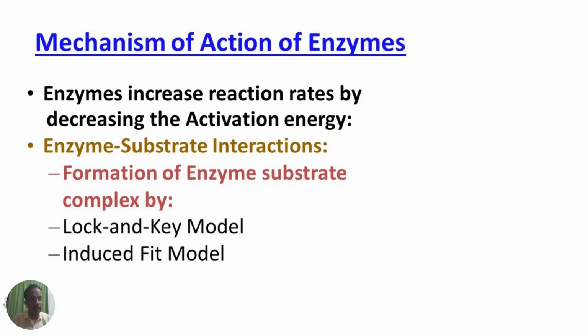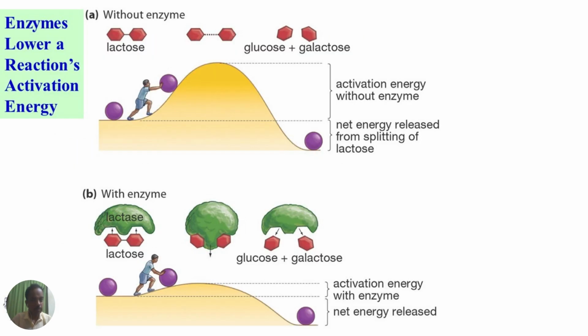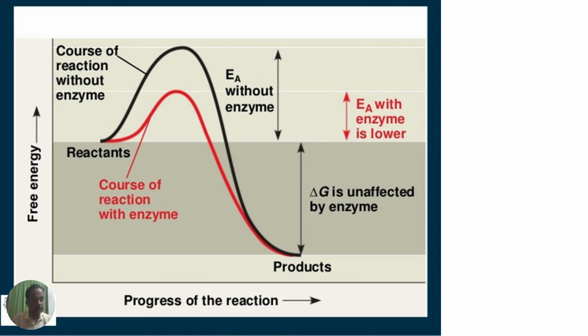So coming on to the mechanism of action of enzymes, they increase the reaction rate by decreasing the activation energy, and they form the enzyme substrate complex by the lock and key mechanism or by the induced fit model. Here you can see a typical diagram where the energy of activation is lowered, in which the first one is taking place without the enzyme and the second one with the enzyme. A classic graphical representation of the same process.